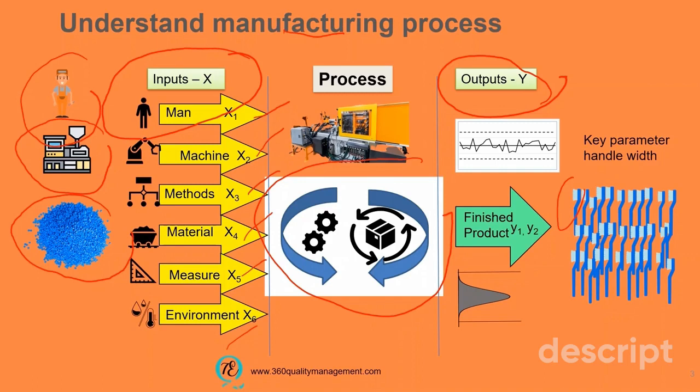The measurement process is to measure the key parameters of a toothbrush, maybe the toothbrush dimension such as length or width, and it is able to give accurate data on the key parameters. Environment will be for those products that are sensitive to environmental factors that need to be controlled.